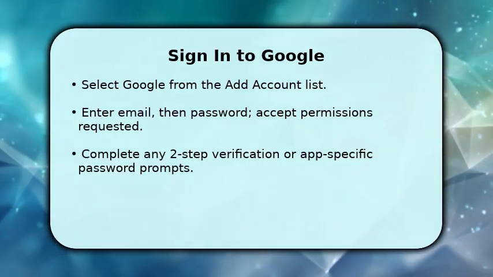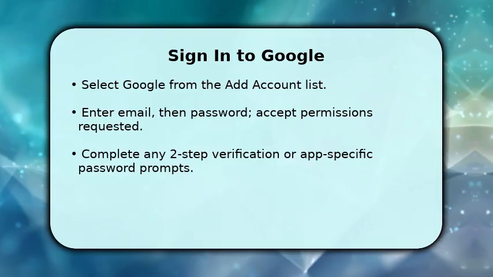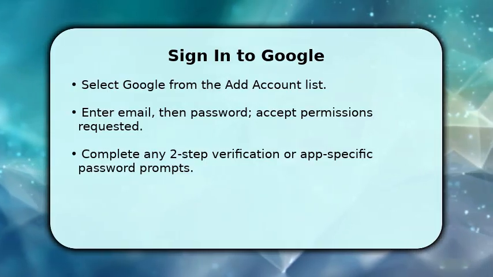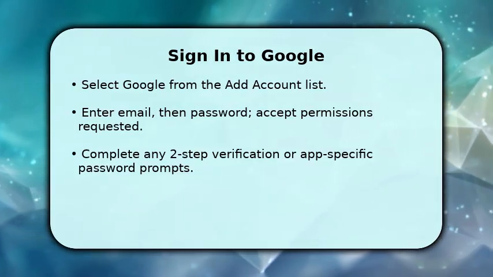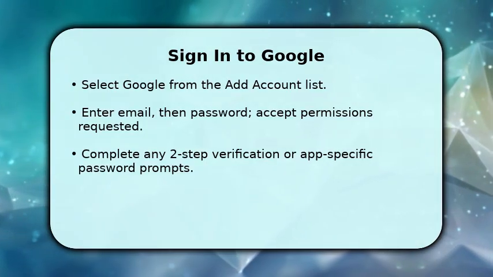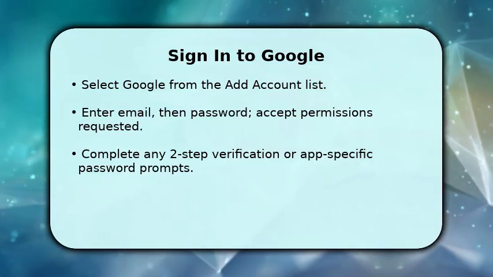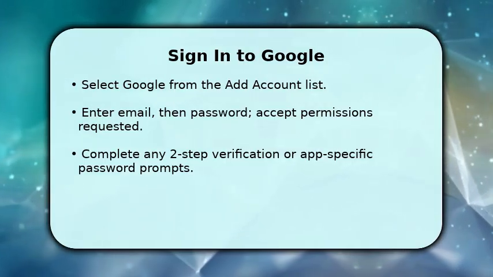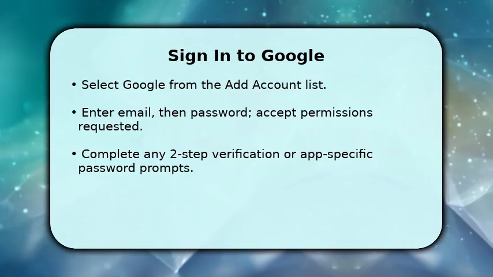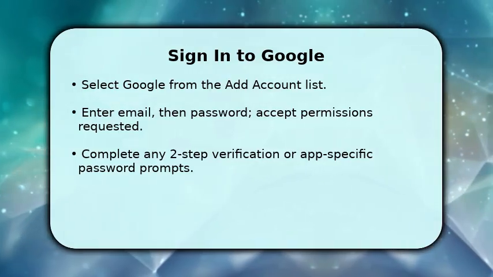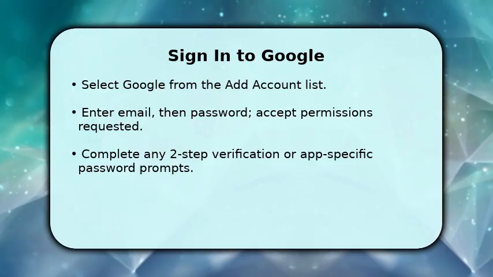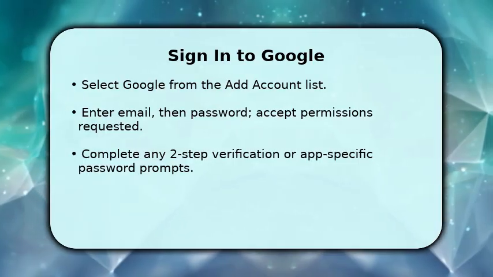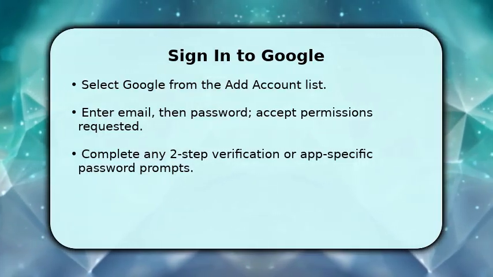This is where authentication happens. Make sure to read the permission prompts and allow mail, contacts, calendars, and notes if you want full sync. If you use two-step verification, check your Authenticator app or SMS for the code and enter it now. If you use an app password, paste it instead of your main password. Once Google confirms, the account links to iPhone, and you can choose sync options.